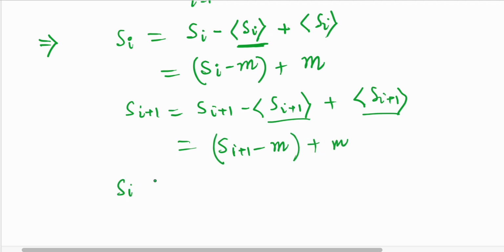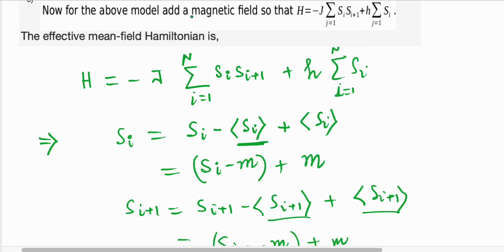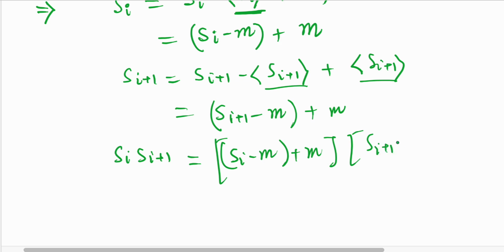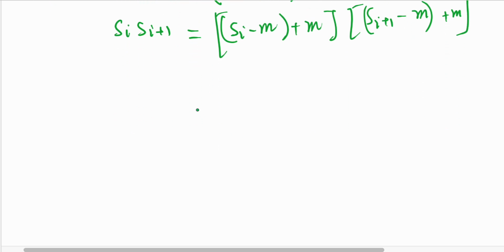Now we multiply these two terms, si and si plus 1, which are there in the above, so it will be si minus m plus m, into si plus 1 minus m plus m, which is si minus m into si plus 1 minus m.